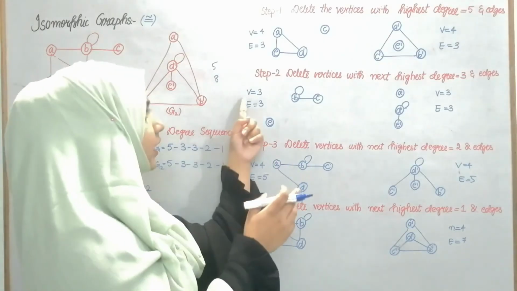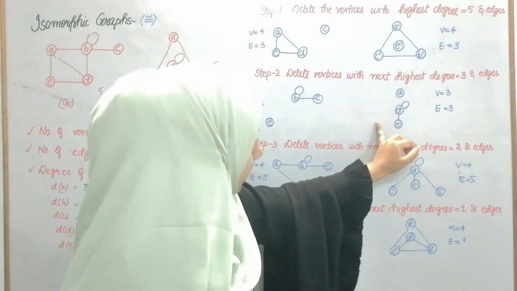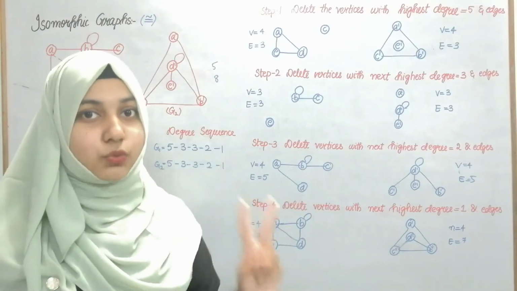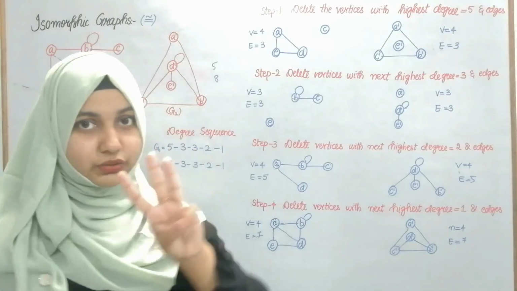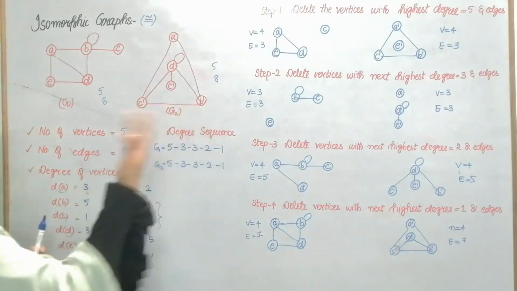If we observe here, we have got 3 vertices and 3 edges. Here also the same, 3 vertices and 3 edges. Remember, the loops are counted twice. Here is one edge, another edge, and a third edge. You have got 3 edges. Okay, the loops are counted twice. Next, this is done.